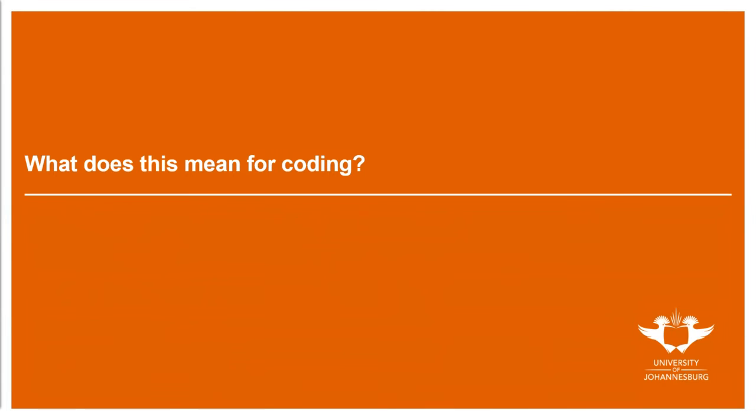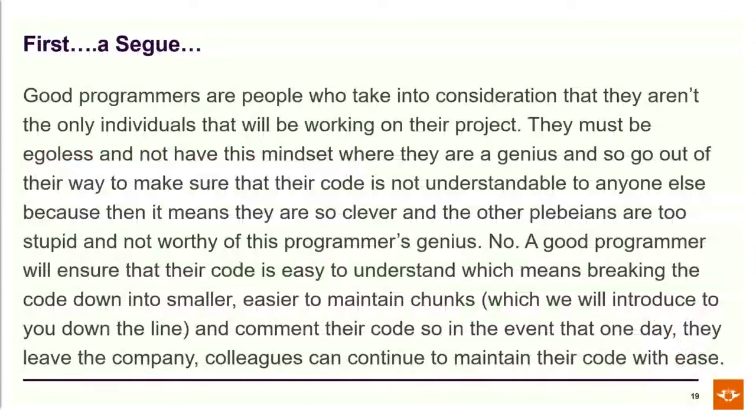So what does this mean for coding? What do all of these variables mean for coding? But before we get there, let's segue a little bit. Good programmers are people who take into consideration that they aren't the only individuals that will be working on their project. Chances are when you go out into industry, you're going to be part of a team.